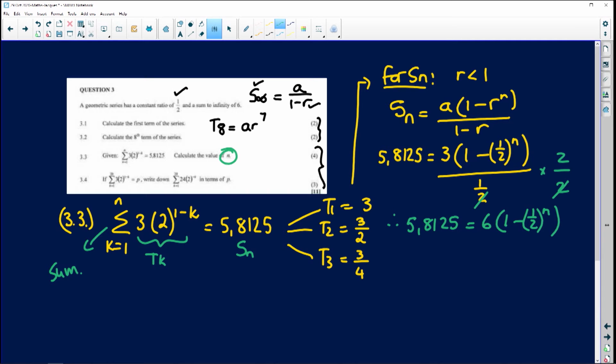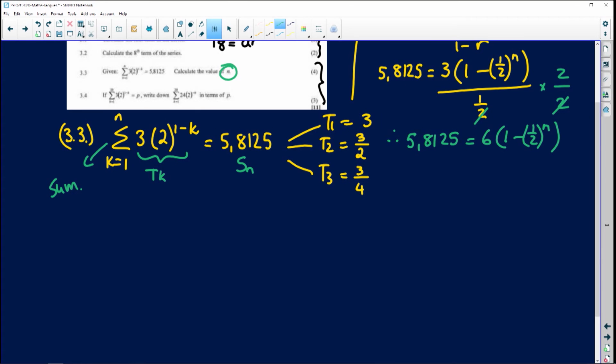Now, folks, I'm looking for n. So it's the same situation as previously. If I cannot get those 2 bases the same, I'm going to grab my logs. Let's see what happens here. If I now divide 5,8125 by 6, I need to subtract 1, and that will equal, on the other side, minus a half to the n. Remember that n does not have dominion over the minus. It has dominion over the half only. So the negative is just there. Hopefully it goes away.